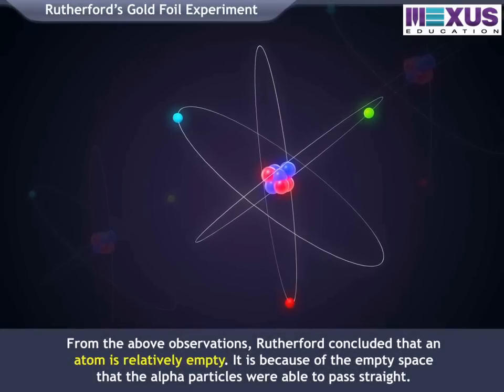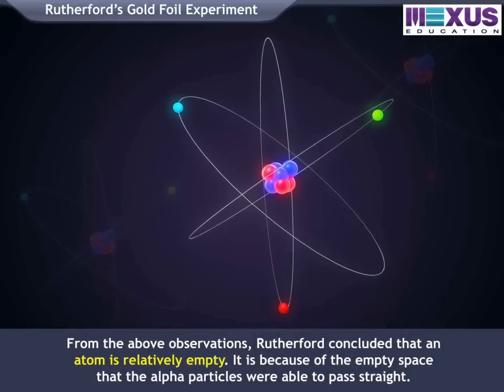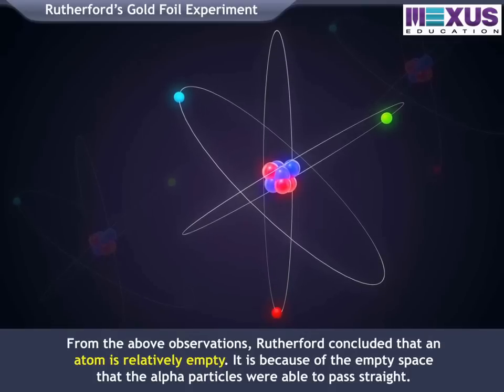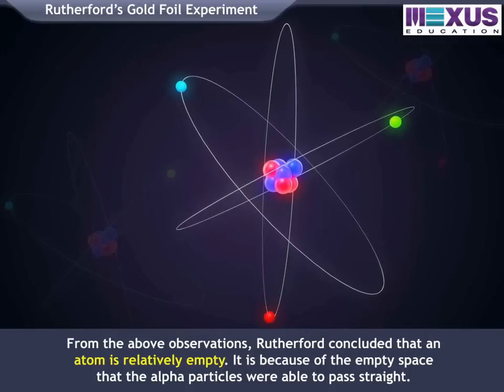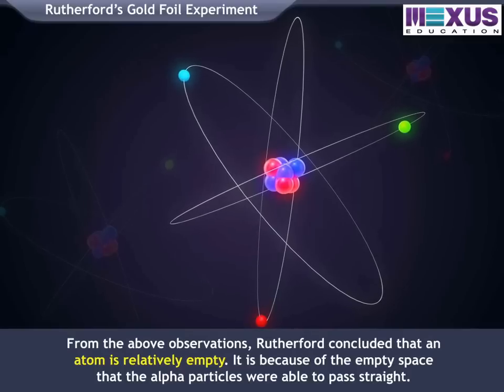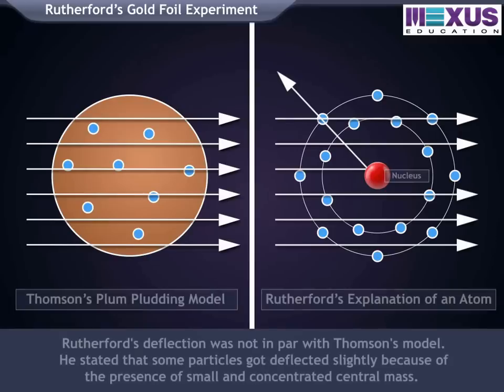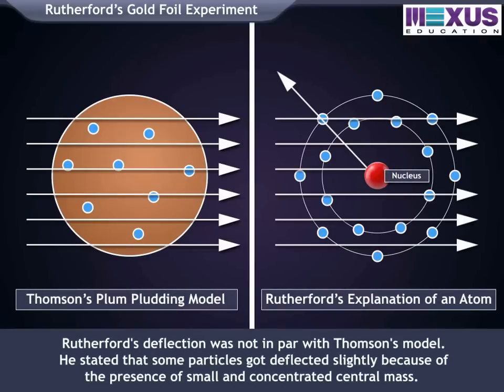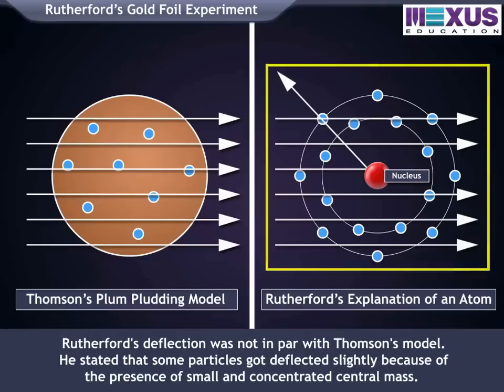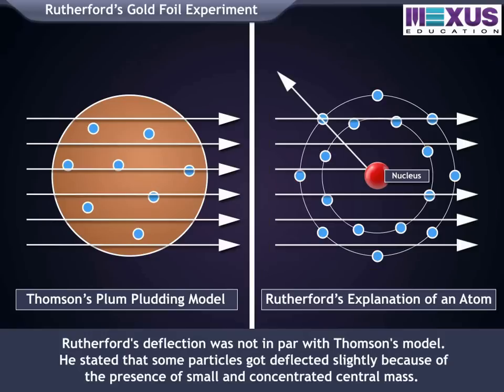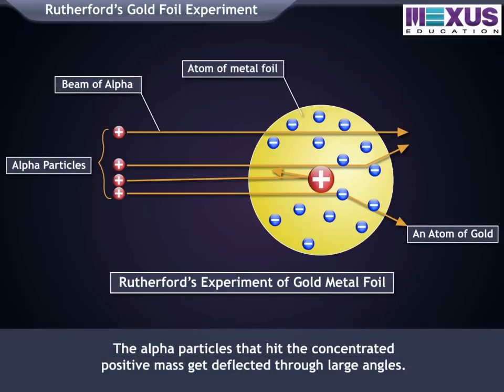From the above observations, Rutherford concluded that an atom is relatively empty. It is because of the empty space that the alpha particles were able to pass straight. The deflection was not in par with Thomson's model. He stated that some particles got deflected slightly because of the presence of a small and concentrated central mass. The alpha particles that hit the concentrated positive mass get deflected through large angles.